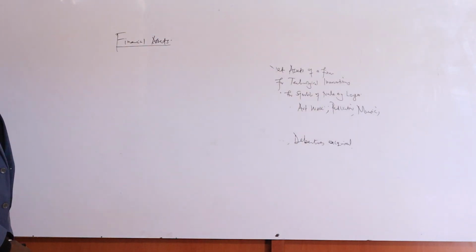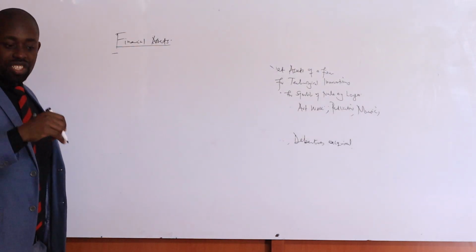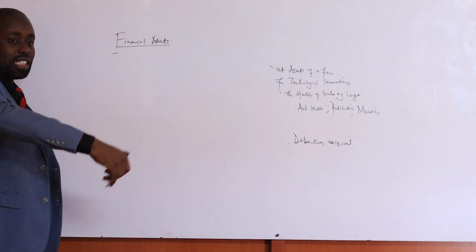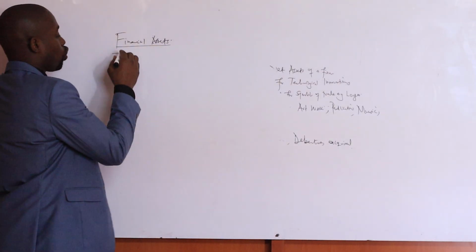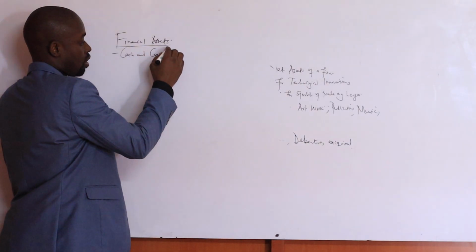We are saying financial assets refers to the following. One, the cash we have in our cash till at our business and the cash we have in our bank deposited. So it refers to cash and cash deposit.